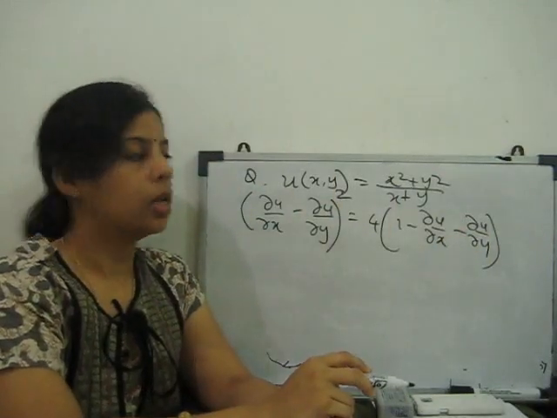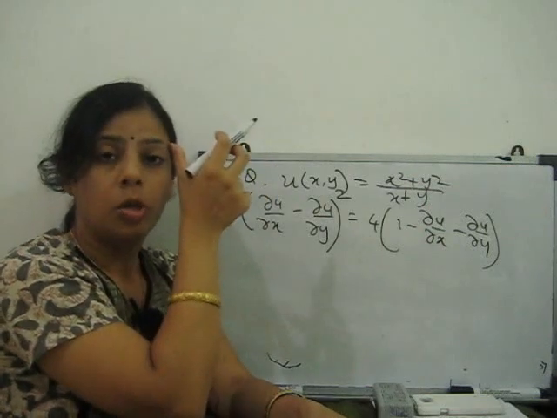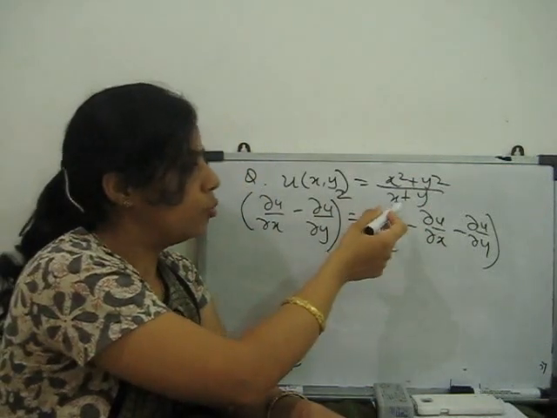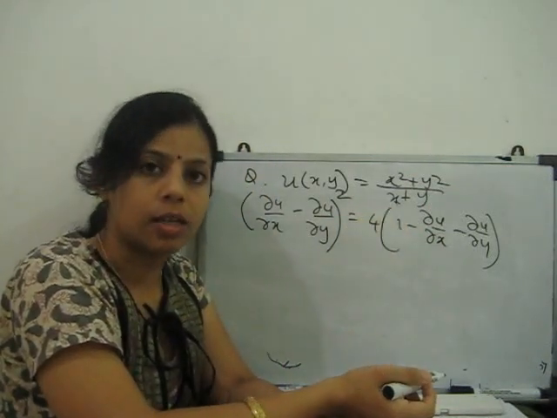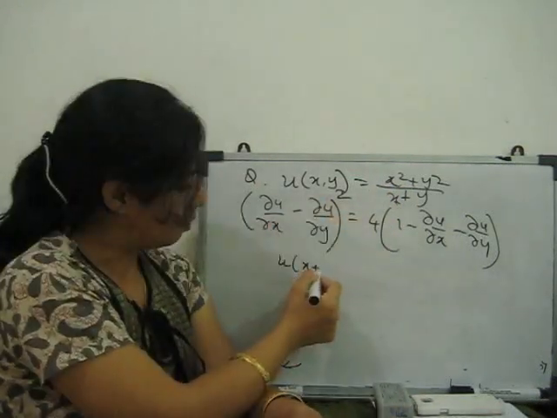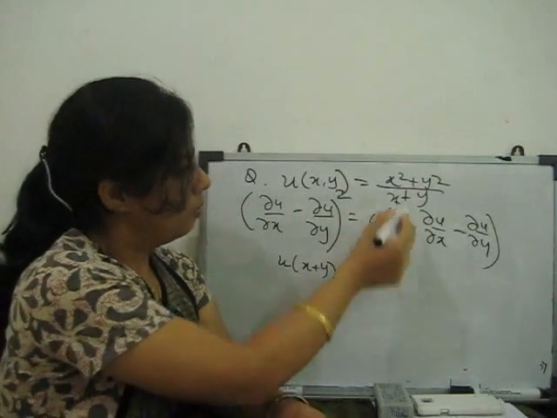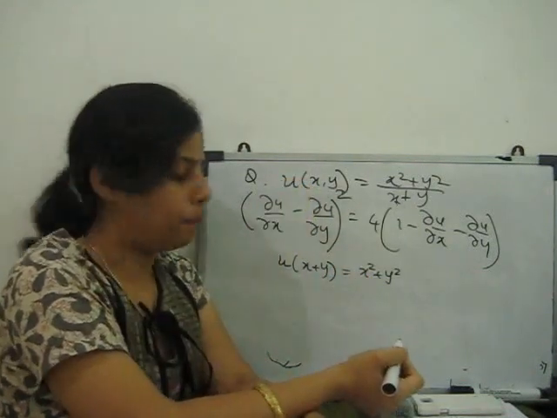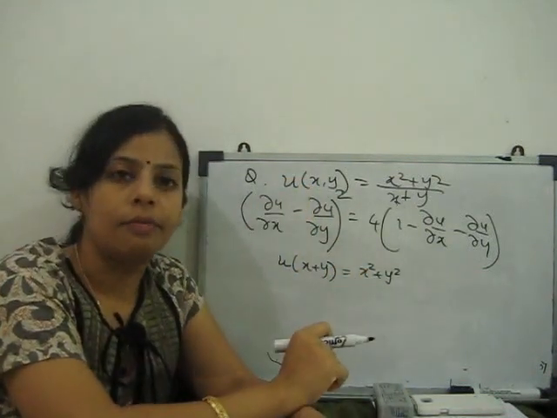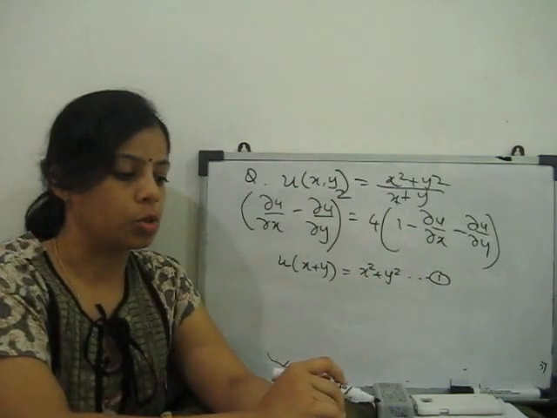Clear? So in this case, u is equal to this. First we remove the denominator, so (x plus y) times u is equal to x square plus y square. Now we differentiate like an equation. How do we differentiate? I can show you.